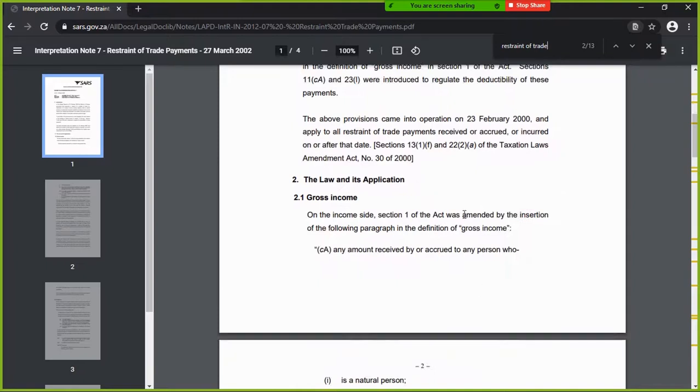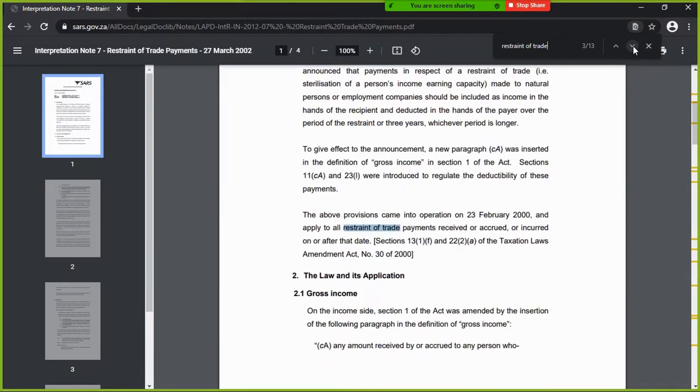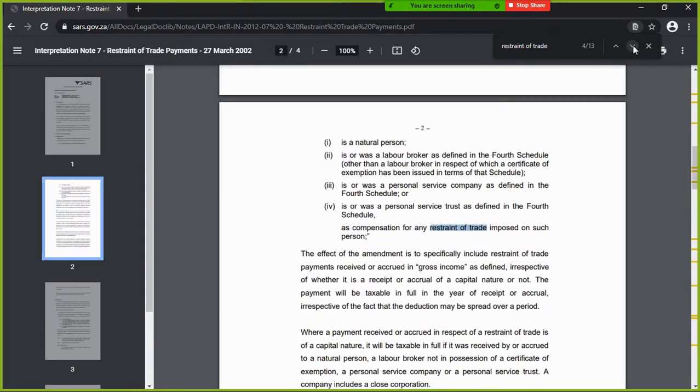Okay, they've given you that. How many do we have here? 13. Not that one. Okay, this is part of it, but not quite. Let's just look at the compensation paid. Okay, there's the amendment here. The effect of the amendment is to specifically include restraint of trade payments received or accrued in gross income.